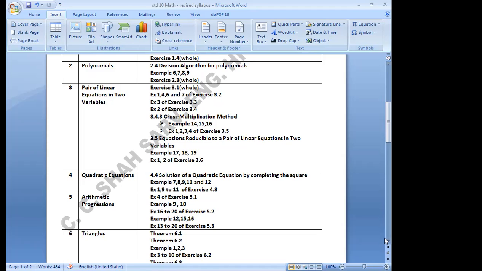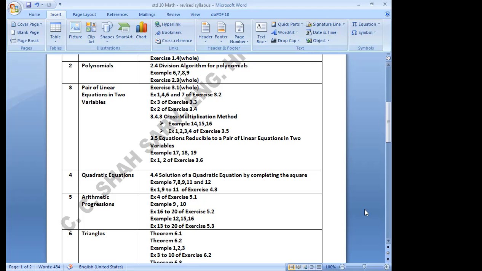You can see on page number 70, quadratic equations, chapter number 4. 4.1, introduction part is included. 4.2, quadratic equations, this is also included. Page number 71, example 1 is included. 72, example 2 included. Page number 73, exercise 4.1, whole exercise is included for the examination. Means entire exercise 4.1 you have to prepare.